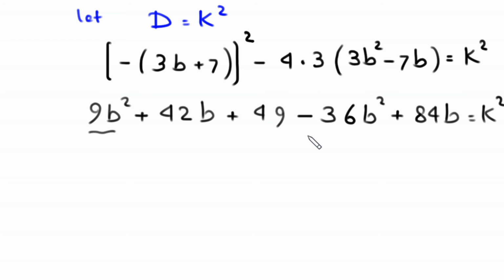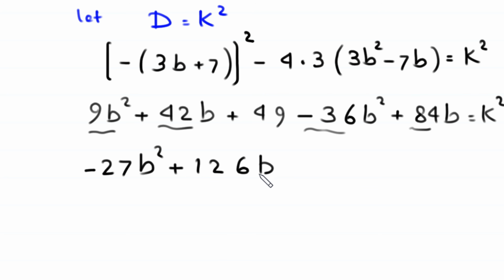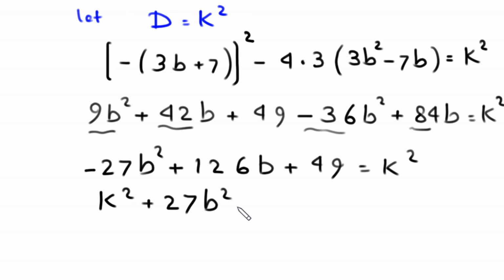This 9b squared minus 36b squared will become negative 27b squared, and this 42b plus 84b will become plus 126 times b, and this 49 remains same, plus 49, equal to k squared. Move these two terms to the right hand side. This will become k squared plus 27 times b squared minus 126 times b equal to 49.